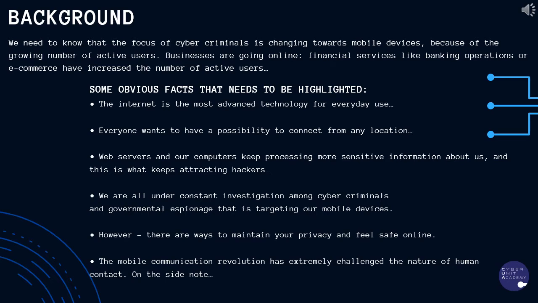Smartphones collect and compile an increasing amount of sensitive information, to which access must be controlled to protect the privacy of the user and the intellectual property of the company. Therefore, it should not come as a surprise that the focus of cybercriminals and governmental espionage is targeted to mobile devices.